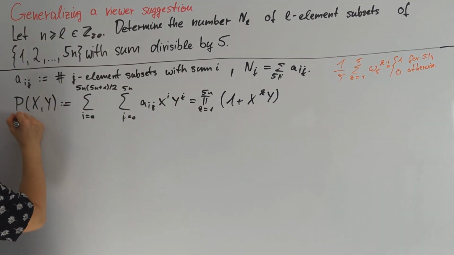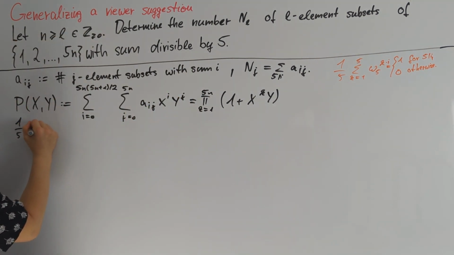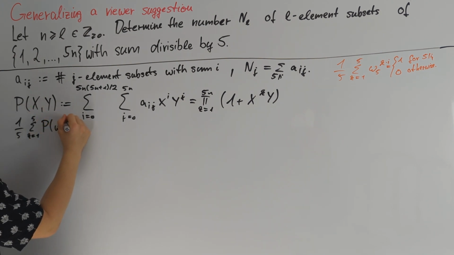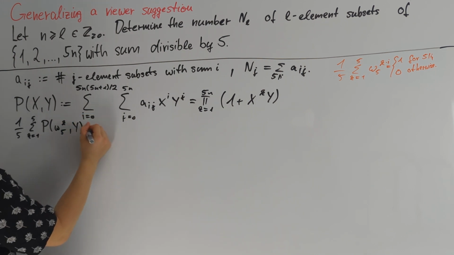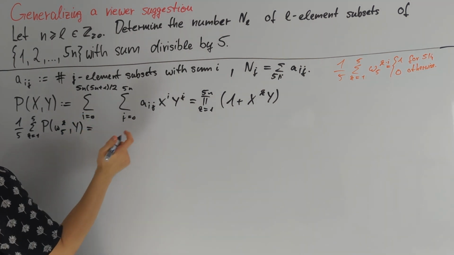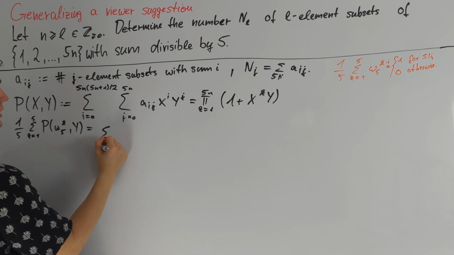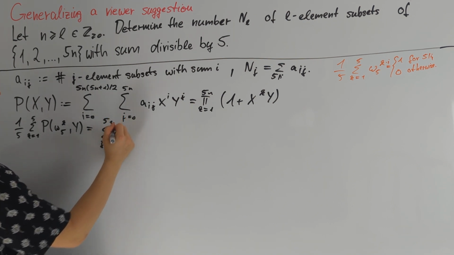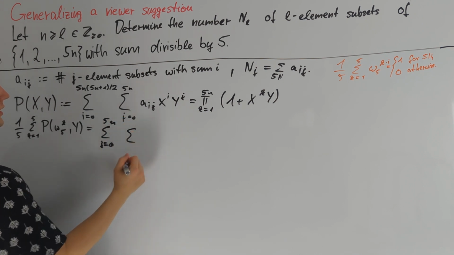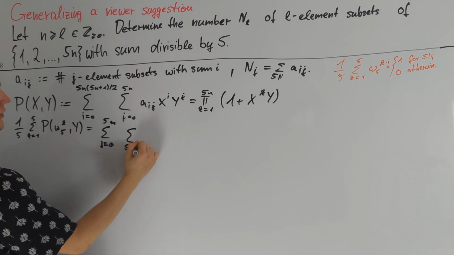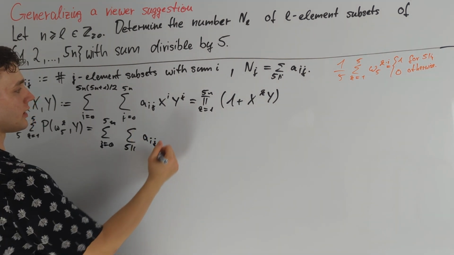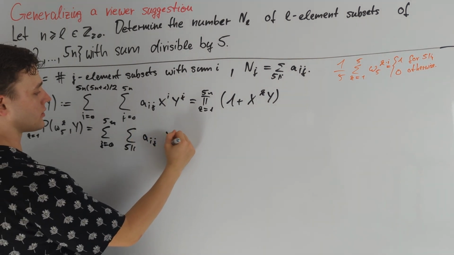We get that 1/5 times the sum of k going from 1 to 5 of p of omega_5 to the power of k and y is equal, and now I'm going to sum first over the values for j, so equal to the sum of j going from 0 to 5n, and now only the values of i where 5 divides i of a_ij times y to the power of j.